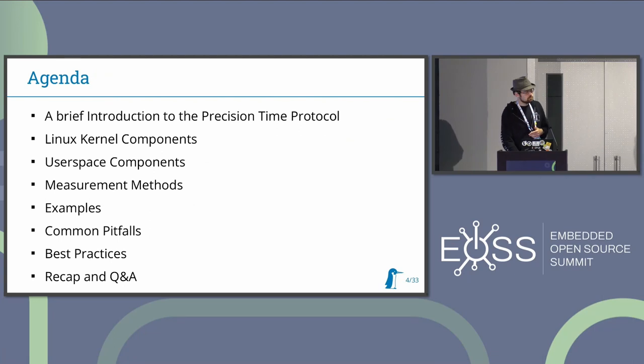Now, first of all, I give you a brief introduction to what PTP is and what PTP does. We will have a short look at which kernel components and user space components are involved. We will talk about different measurement methods you can use to verify if your setup actually works and works as intended. Then I have a lot of examples brought with me, and we will look into common pitfalls, best practices, and I hope that we still have time for lots of Q&A afterwards.